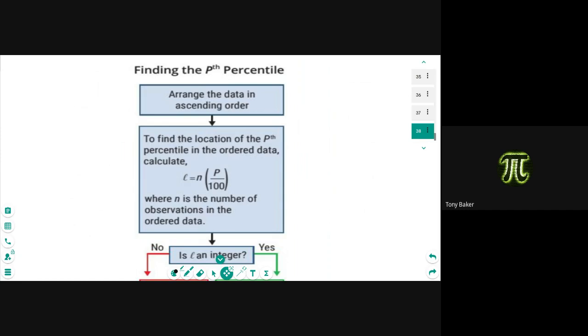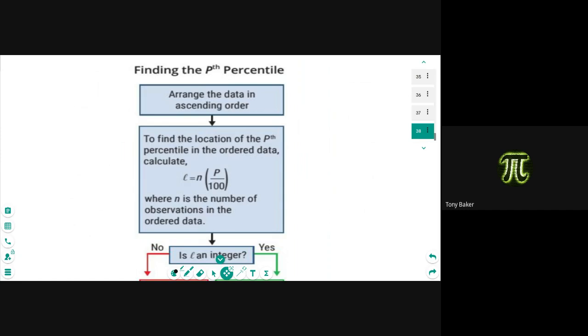So it's the same thing as the median, where you have all the numbers put in order and you're trying to find out where you are in that list. To do that, these are the steps. The formula is n, which is the number of values in your list, times p over 100. So whatever percentile you're looking for, divided by 100.